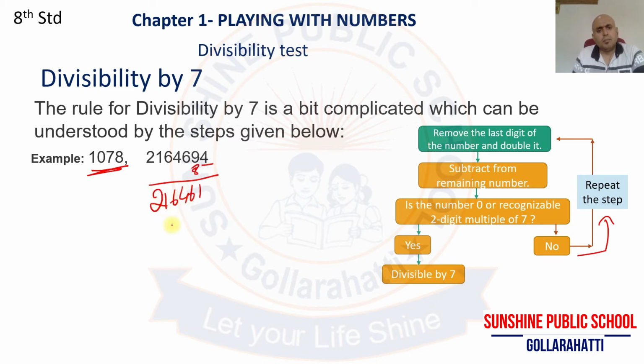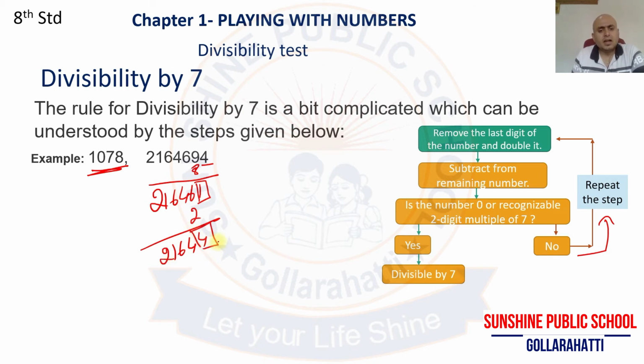So the number is there, but still I can't say whether this number is divisible by 7 or not. Again take out the last number, double it and subtract. That is 2, subtract this: 6 minus 2 is 4, so 4, 6, 1, 2. I still can't tell, so I repeat the same steps.